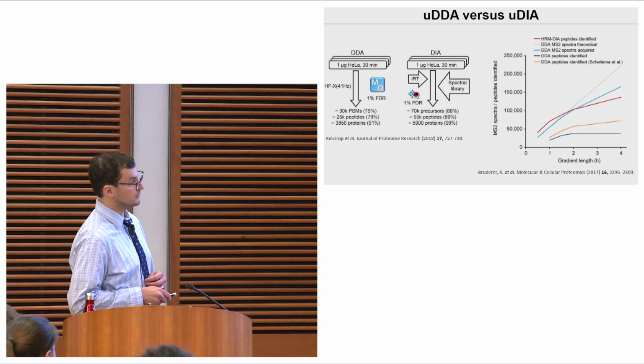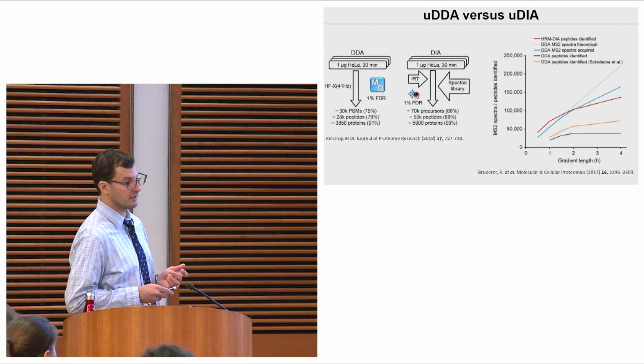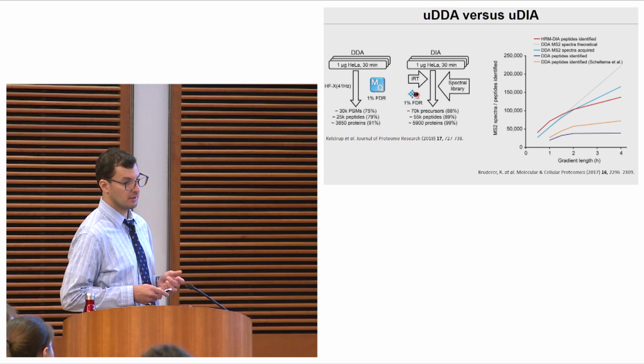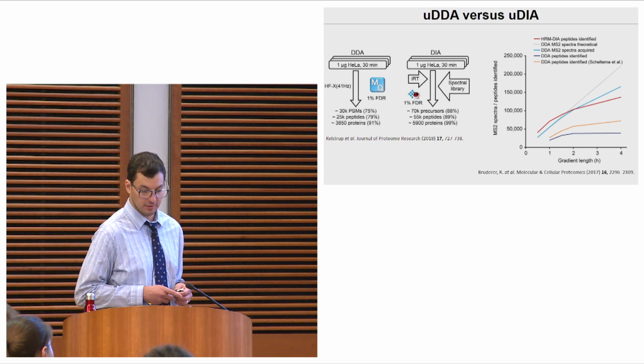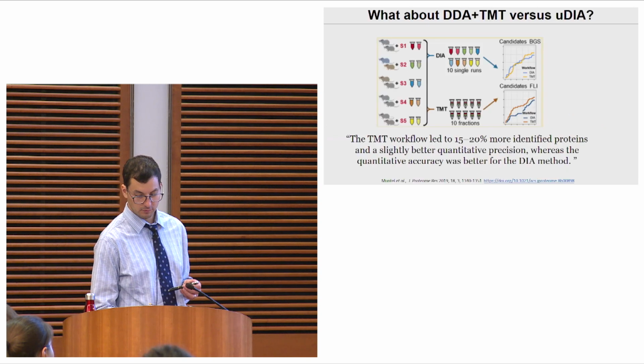And these two are IDs from DDA. What's really interesting here is you can see that you actually identify more peptides with DIA at these really short gradients than it's even possible to collect in MSMS spectra. So that means that we're identifying more than one thing per spectrum. And that makes sense from what I told you about how you analyze the data.